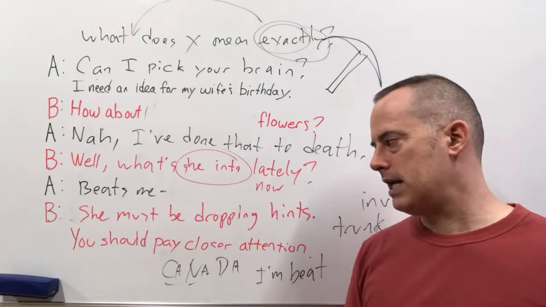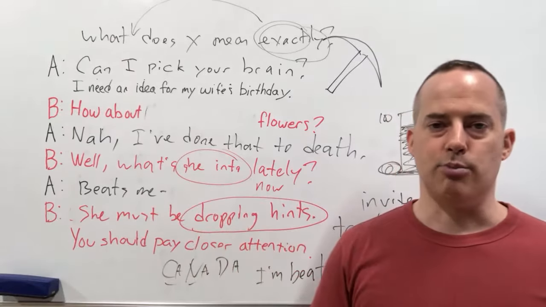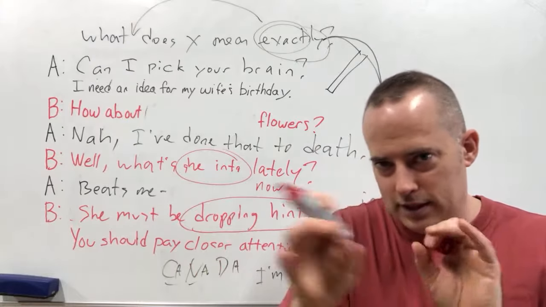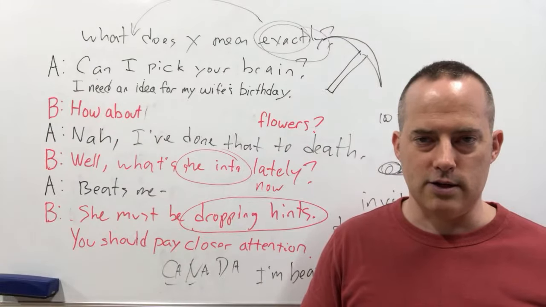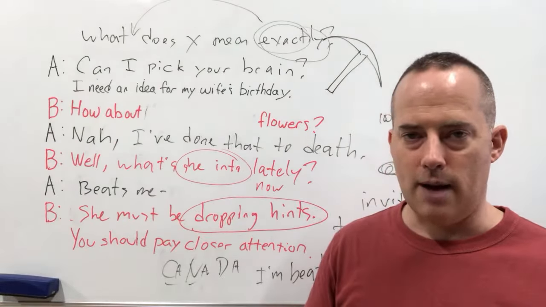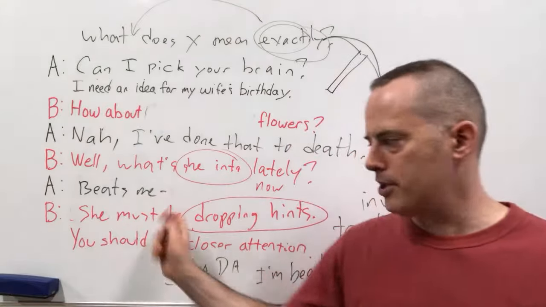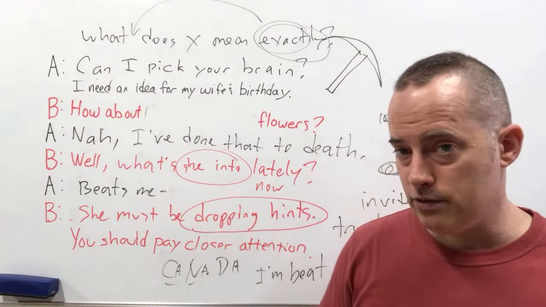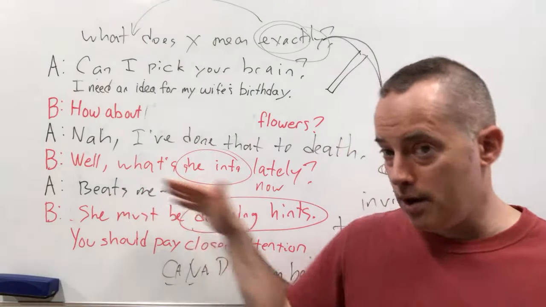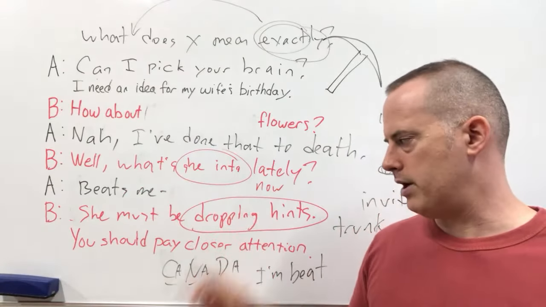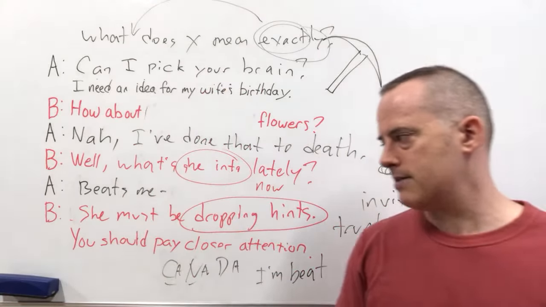So you could give a hint. You could also say she must be giving hints, but dropping hints is a specific expression for laying out little crumbs, where your wife is telling you what she wants, even though she doesn't want to say it directly. So she must be dropping hints, or she's probably dropping hints. Pretty easy to understand. There are more ways of saying this, but I just wanted to teach this one specific thing because it came up in the conversation: she must be dropping hints.